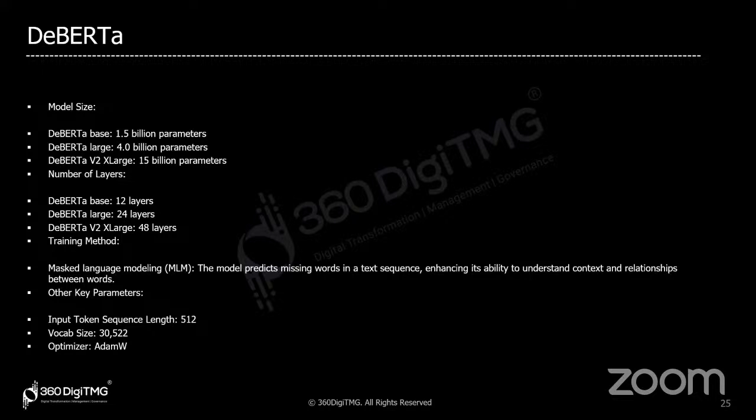Then there is the input token sequence length. So the total token length is 512.